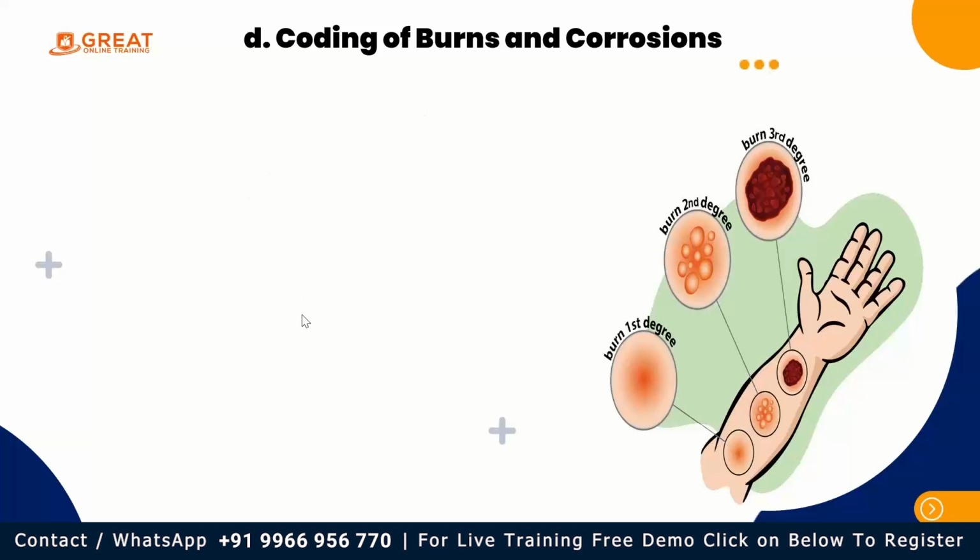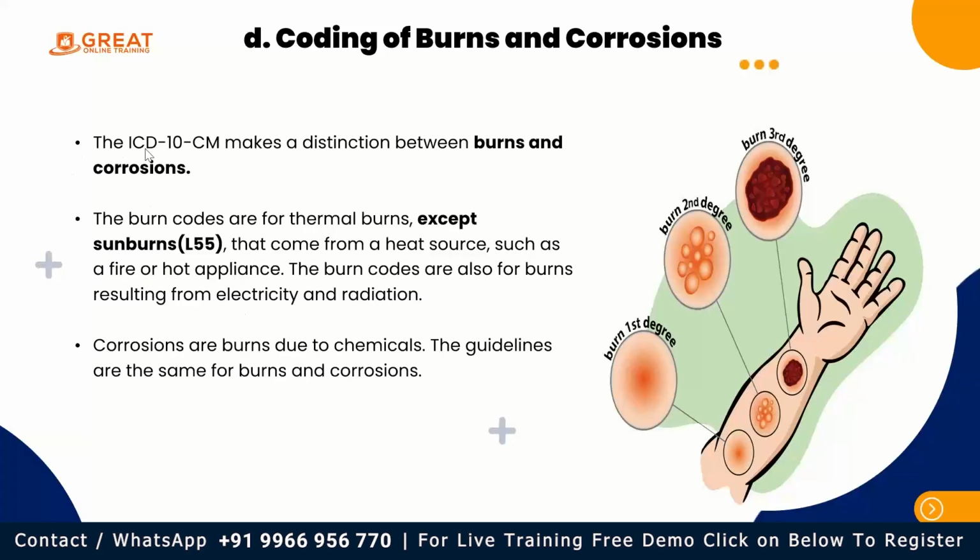We have three degrees of burn. The coding guidelines for burns and corrosions are the same, but we have different codes for each. So we have first degree burn, second degree burn, and third degree burn. We have separate codes for different degrees, and that's why we have so many guidelines to follow. ICD-10 makes a distinction between burns and corrosions.